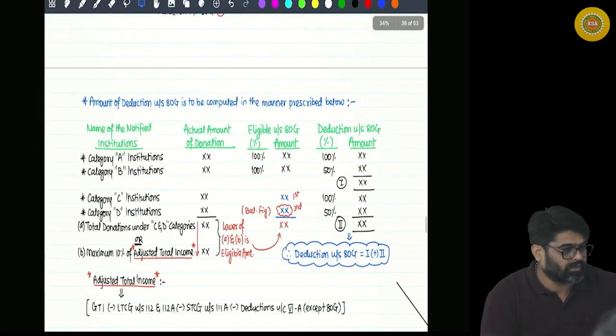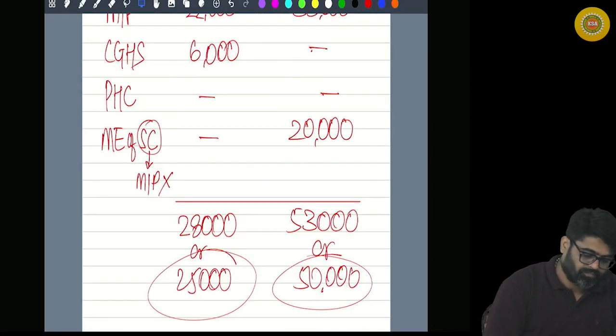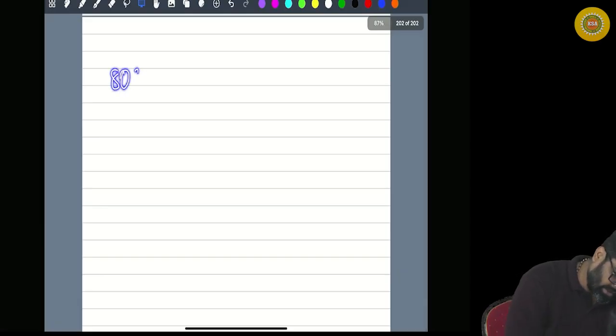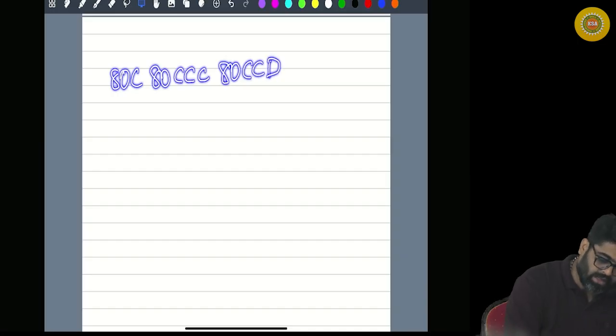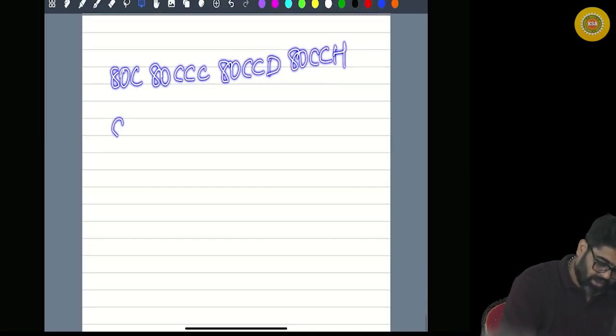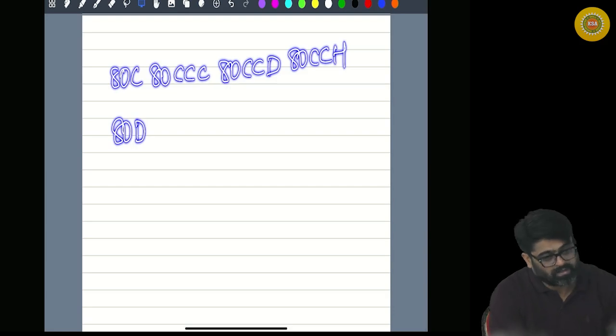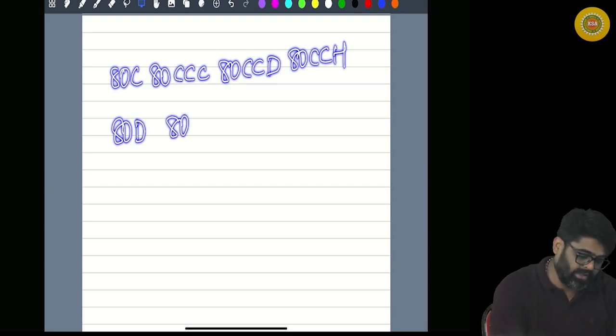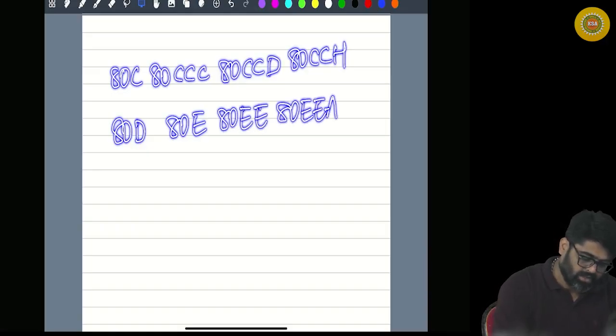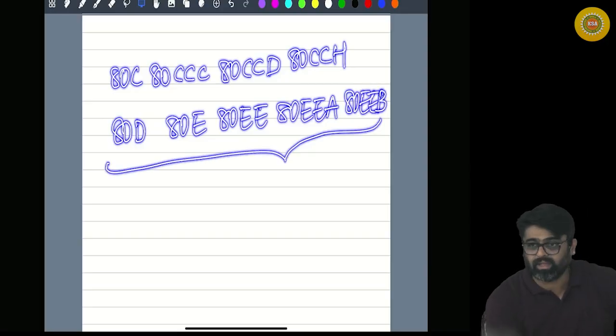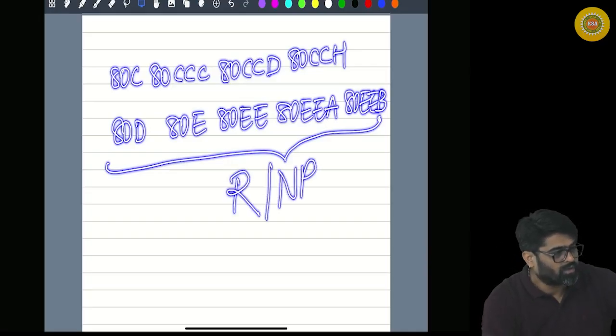See, are you an assessee? Deduction under section 80C, 80CCC, 80CCD, then 80CCH, 80D, and then 80E, and then 80EE, then 80EEA, and 80EEB. Yes or no? All these deductions were available either to an individual or HUF, whether the assessee is a resident or non-resident. Please be very careful in this thing.